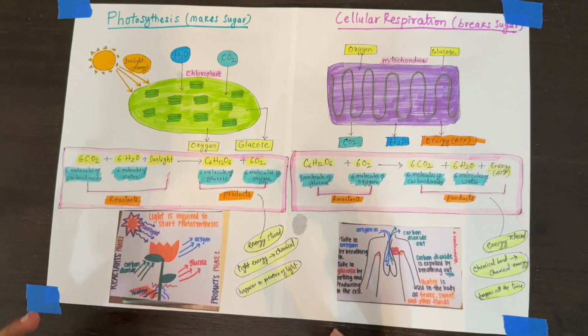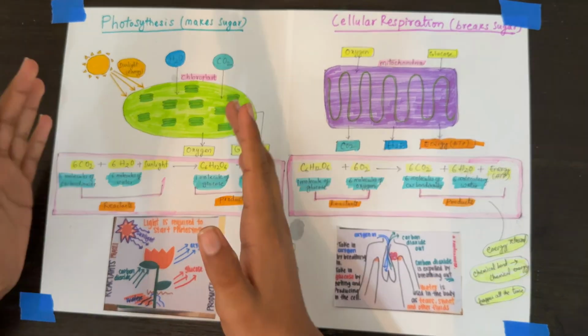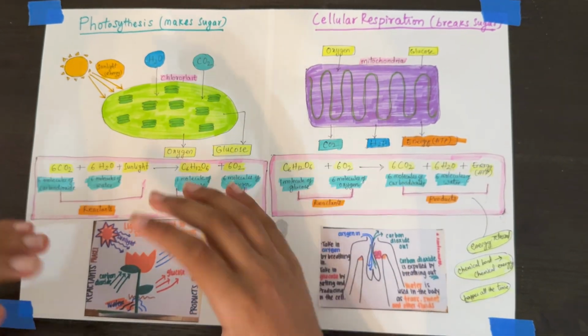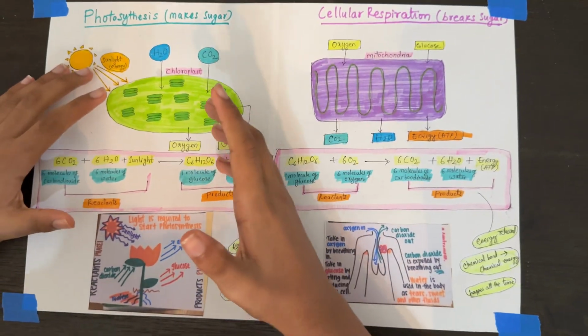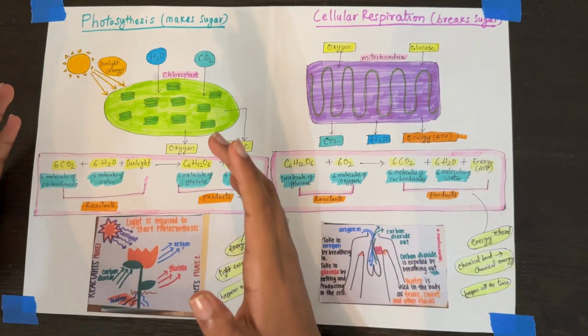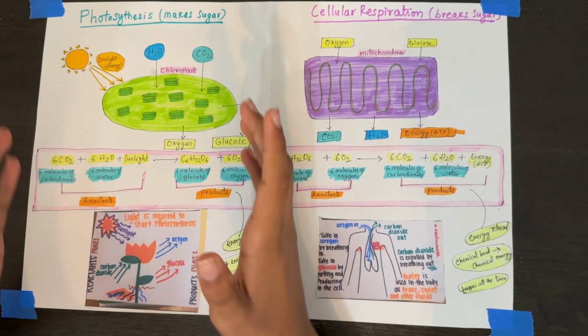So in this video, we're going to be talking about the differences between photosynthesis and cellular respiration. Photosynthesis basically makes sugar, or glucose, while cellular respiration breaks down that glucose. Photosynthesis mainly occurs in plants.